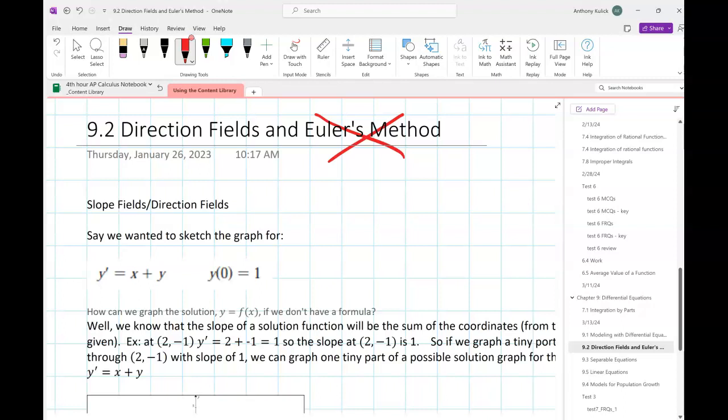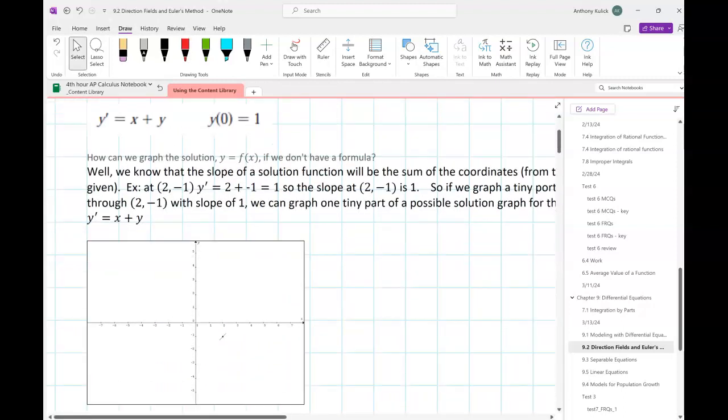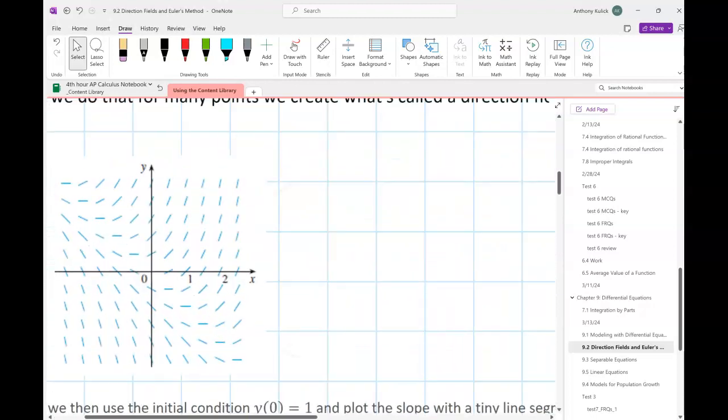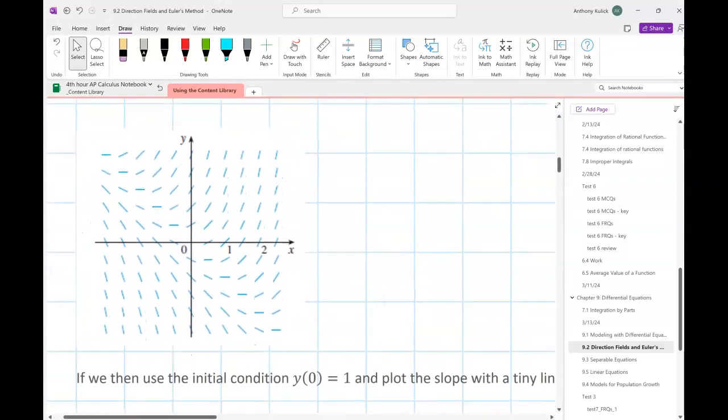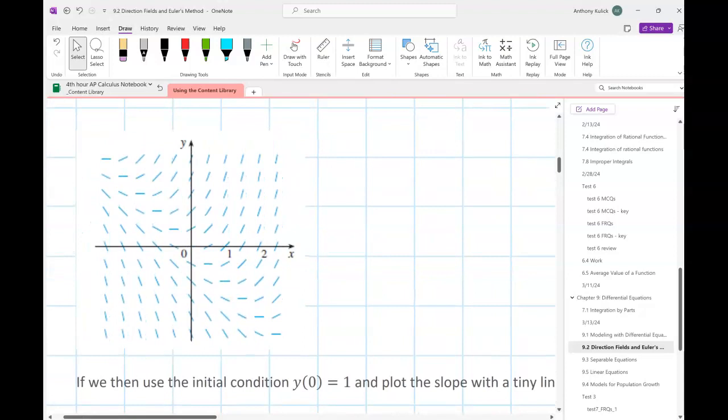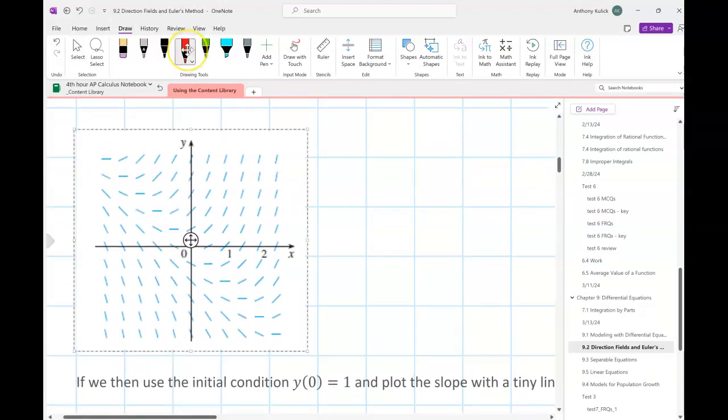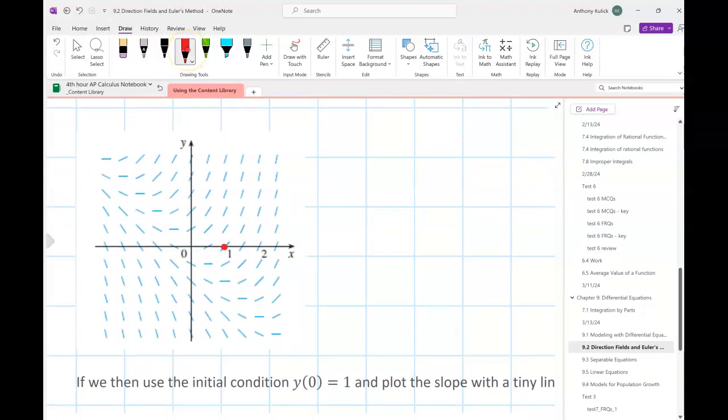So if we do this for all points, what we get is something called a slope field. So if I did the point (1, 0), that gives me a slope of 1. So I draw a little line segment that looks like it has a slope of 1. I do that for all points. Now, am I going to ask you to do this by hand?